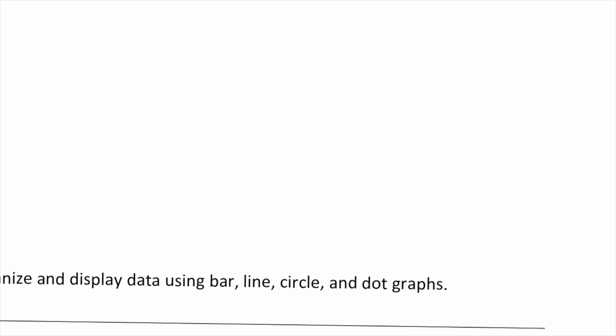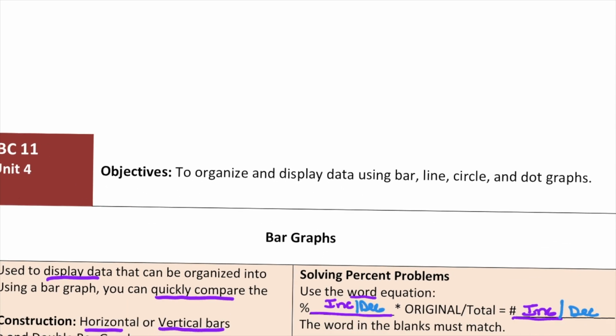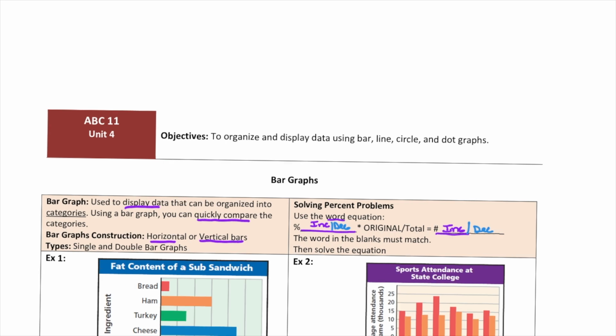So for example, if you want to figure out a percent increase, write the word increase in the line: percent increase times the original or total, whatever you're given, is going to be equal to the number increase. So this will be a number on the right-hand side of your equal sign. It's also possible that you're going to be asked to do percent decrease. So you put the word decrease in and decrease. So the words that you write in your equation need to match. Once you have set up these word equations, you can then solve your equation to answer the questions.